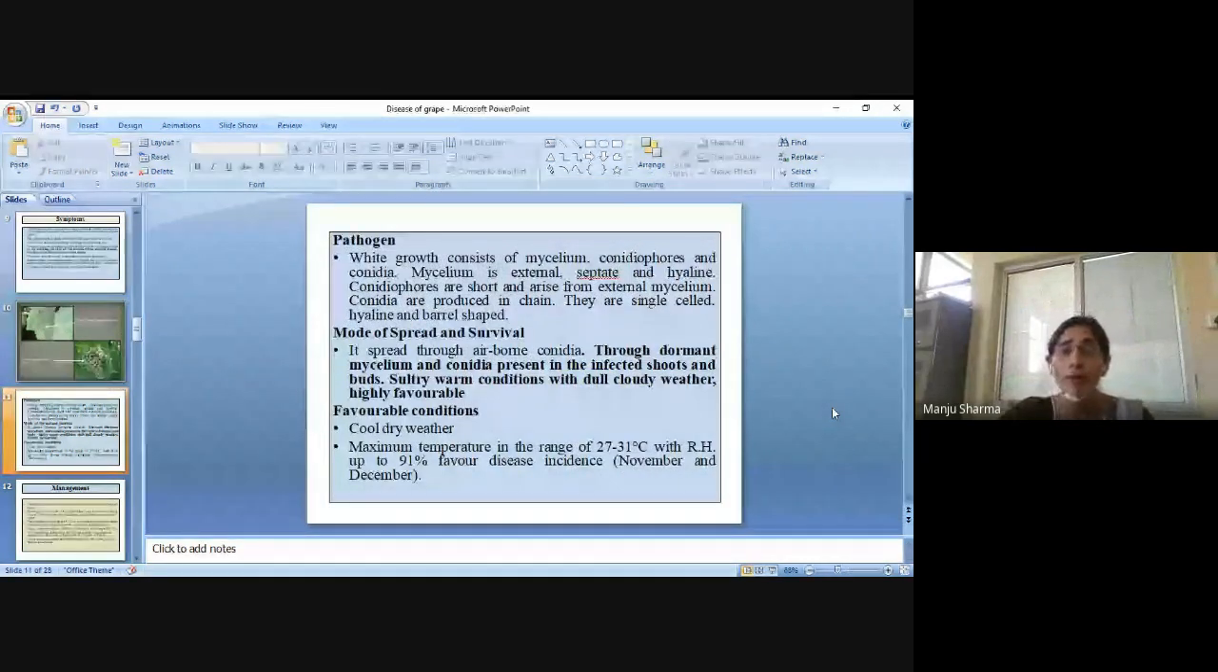Pathogen: the white growth consists of mycelium, conidiophores and conidia. Mycelium is external, septate and hyaline, and conidiophores are short and arise from external mycelium, and conidia are produced in chains. They are single celled, hyaline and barrel shaped.